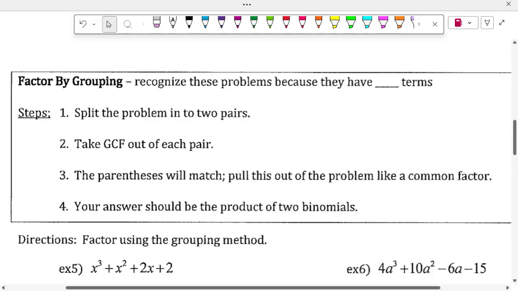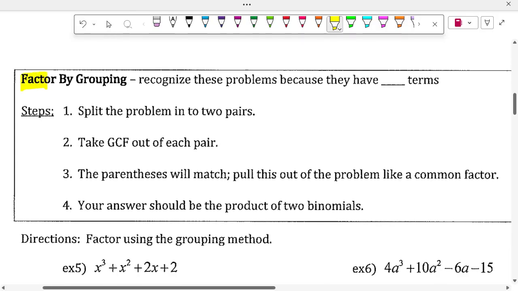The next one is factoring by grouping. Typically we factor by grouping for polynomials with 4 terms. When you factor by grouping, they're not necessarily quadratic. Sometimes they're cubic. You'll see more of the quadratic grouping when we get to factoring trinomials.